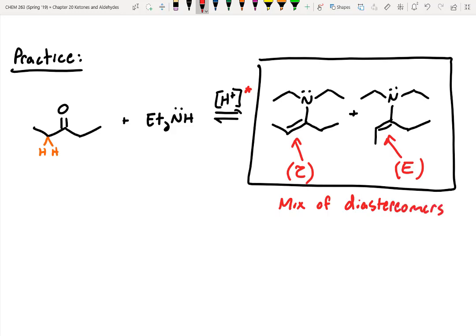So under certain circumstances, you may have to worry about this, right? So always watch out for stereochemistry anytime you're doing these reactions. All right, let's do another one.